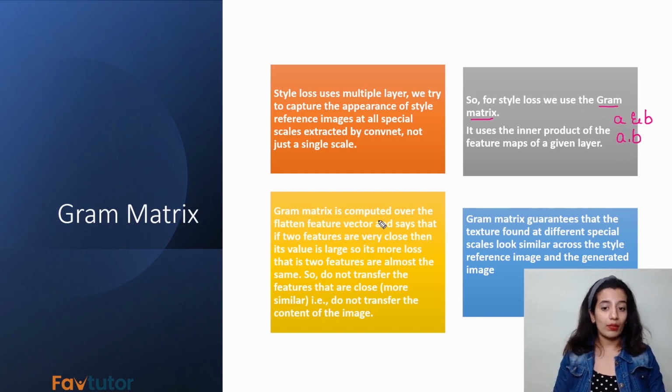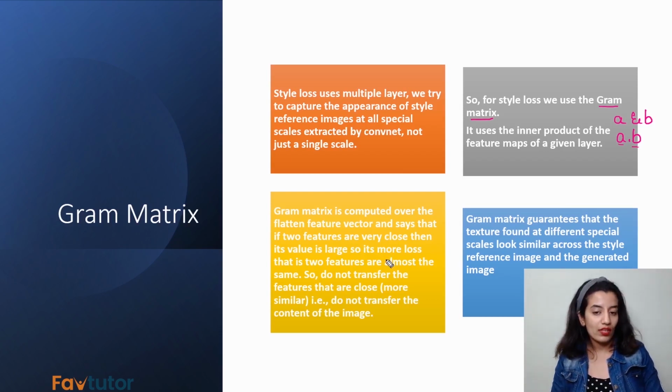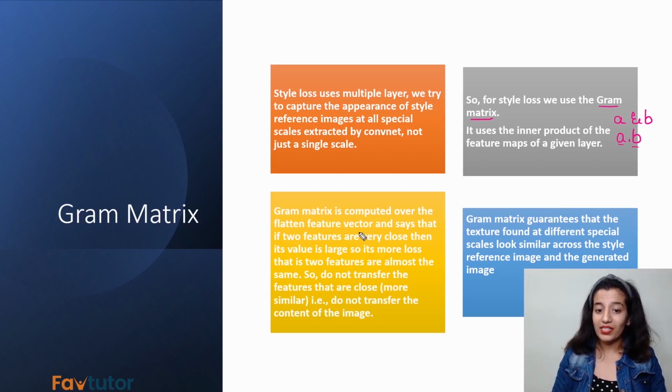The gram matrix is computed over the flattened features. Flatten in the sense that you have the features in a row matrix, and because the row matrix is higher dimensional, we have to convert it back into a column matrix. If two features between the generated image and the reference image are very close, then the value is larger, so it means more loss.